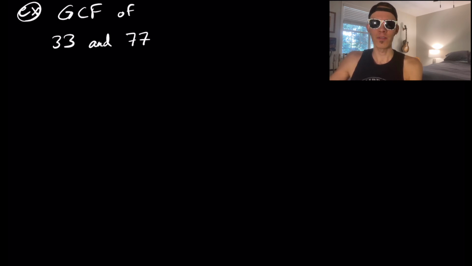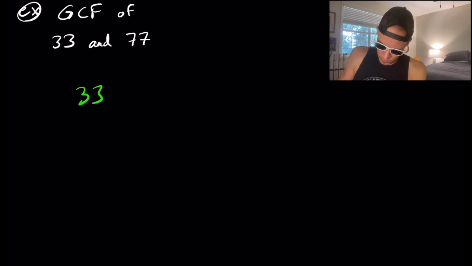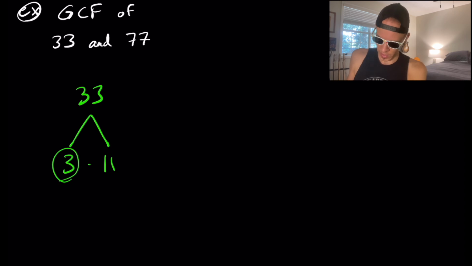All right, let's do this one again with prime factorization. But honestly, knowing your multiplication tables inside and out without even having to think about them is the best way to master greatest common factor and how you're really going to use it when you start doing things like simplifying fractions. But let's look at 33. I know that's divisible by 3, so 3 times 11. 3 is a prime number, 11 is a prime number. So that's the prime factorization of 33.